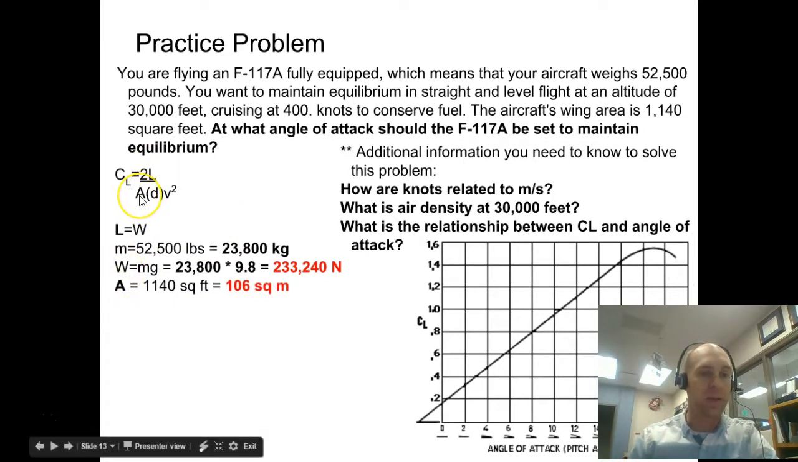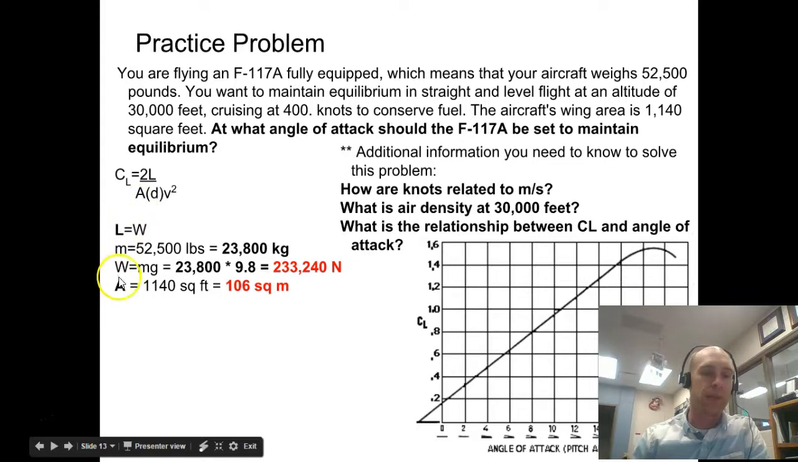That's our next variable that we're going to try to figure out. I know that the area, wing area, is 1,140 square feet. So I have A equals 1,140 square feet, and then I do that Google conversion, and I have 106 square meters. So I'm going to put a box around that answer because it's done. I know that I have the next piece of information that I need.